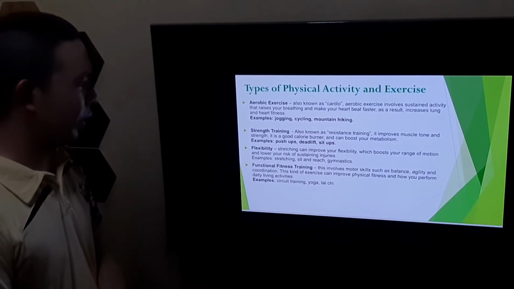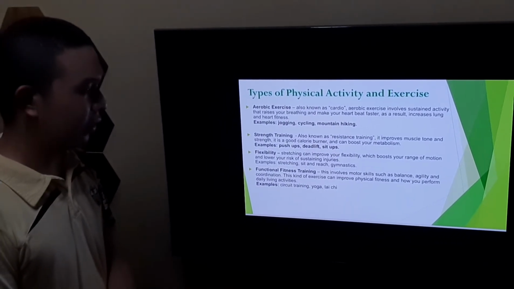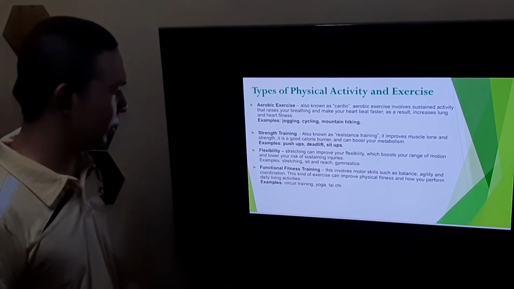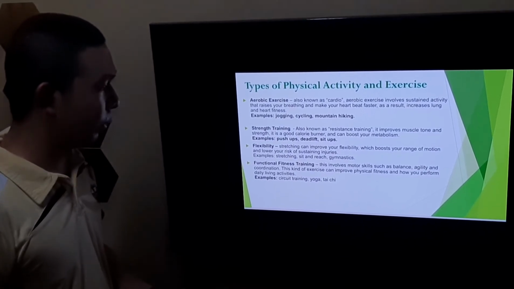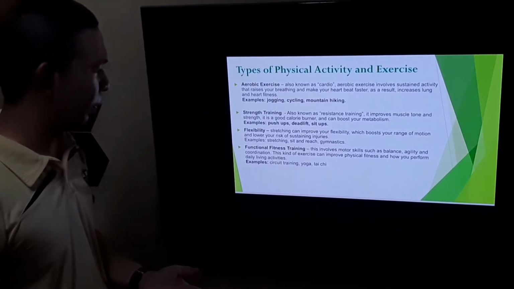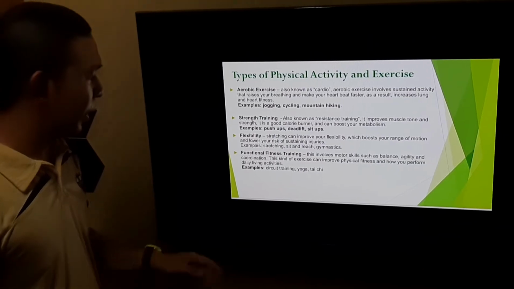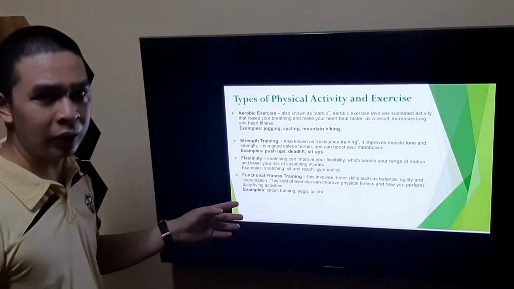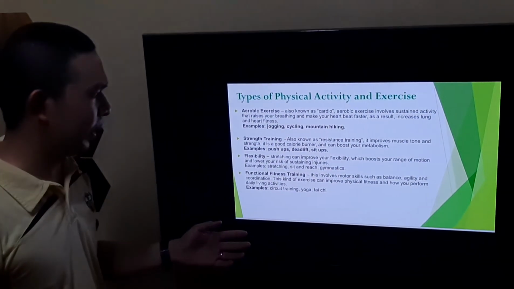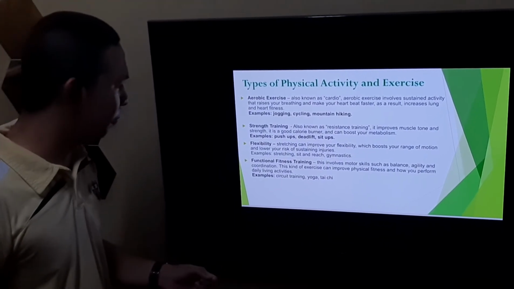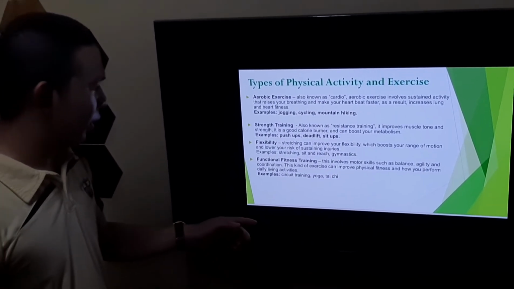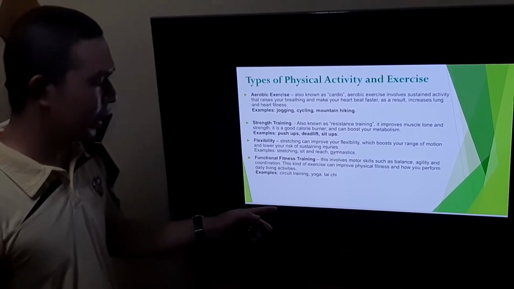Functional fitness training. This involves motor skills such as balance, agility, and coordination. This kind of exercise can improve physical fitness and how you perform daily living activities. This kind of activity is a combination of different exercises. Examples are circuit training, yoga, and tai chi.